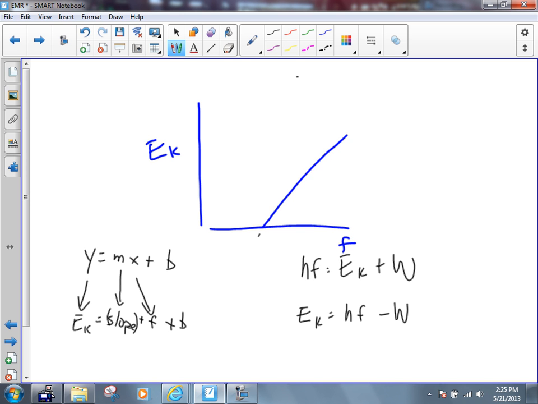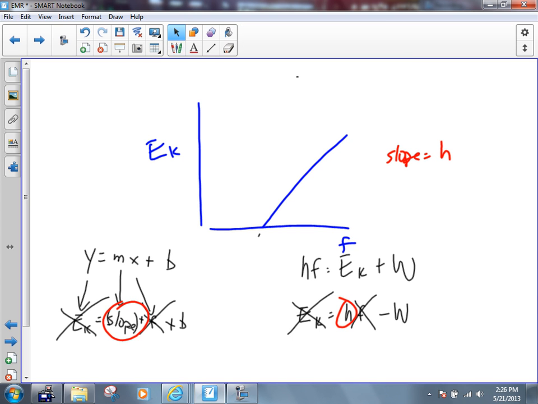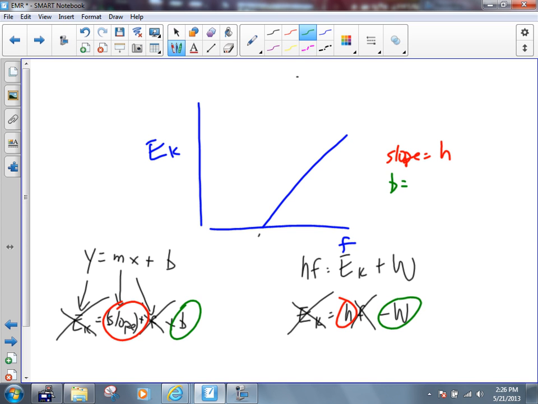Let's scratch off things that appear in both. Ek is in both equations. f is in both equations. We're left with the slope in this equation is equal to Planck's constant. And we're left with b, the y-intercept, is equal to negative W, the negative of the work function.